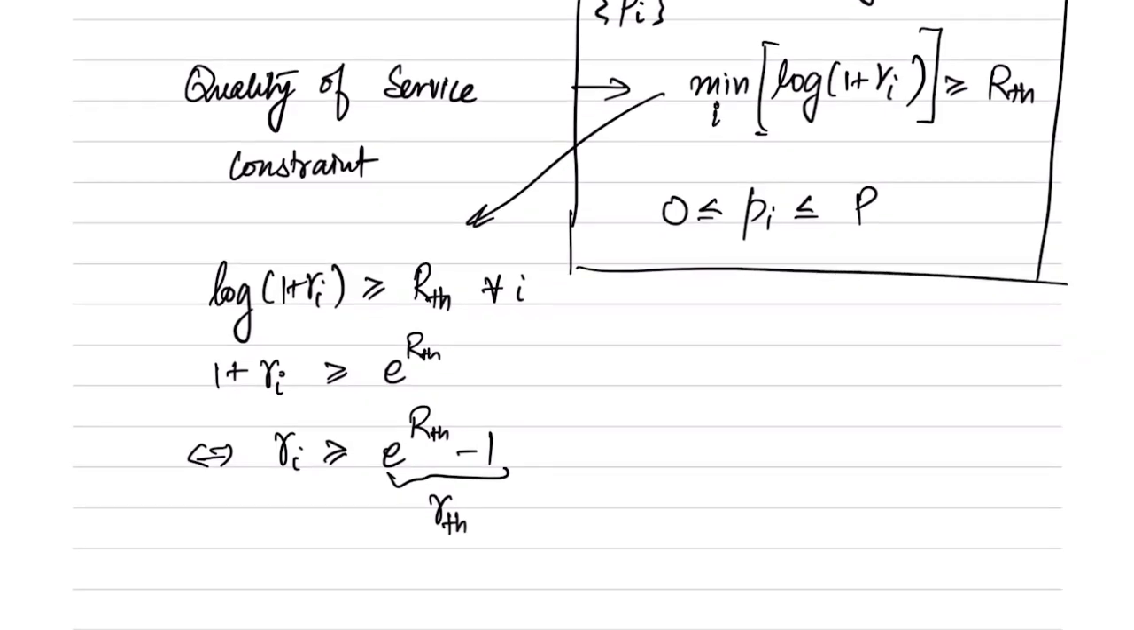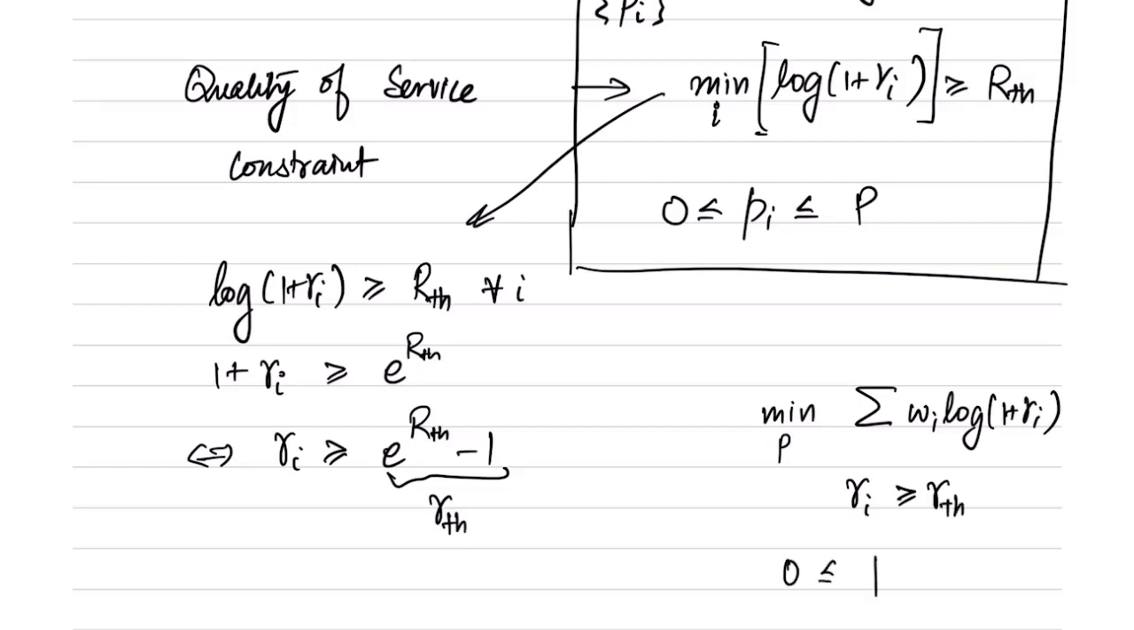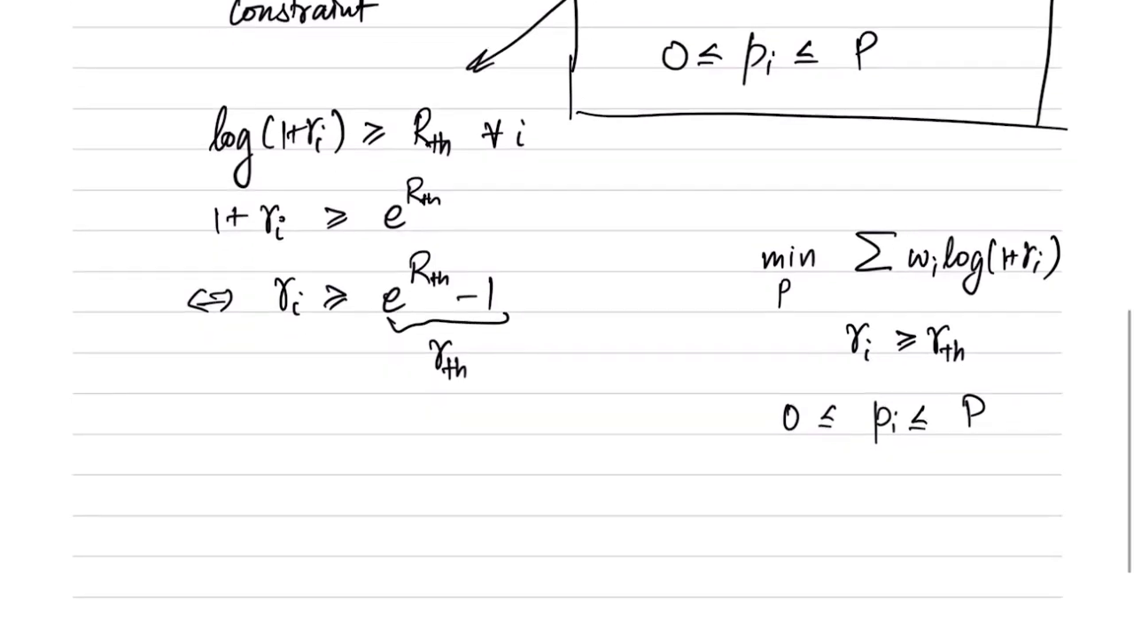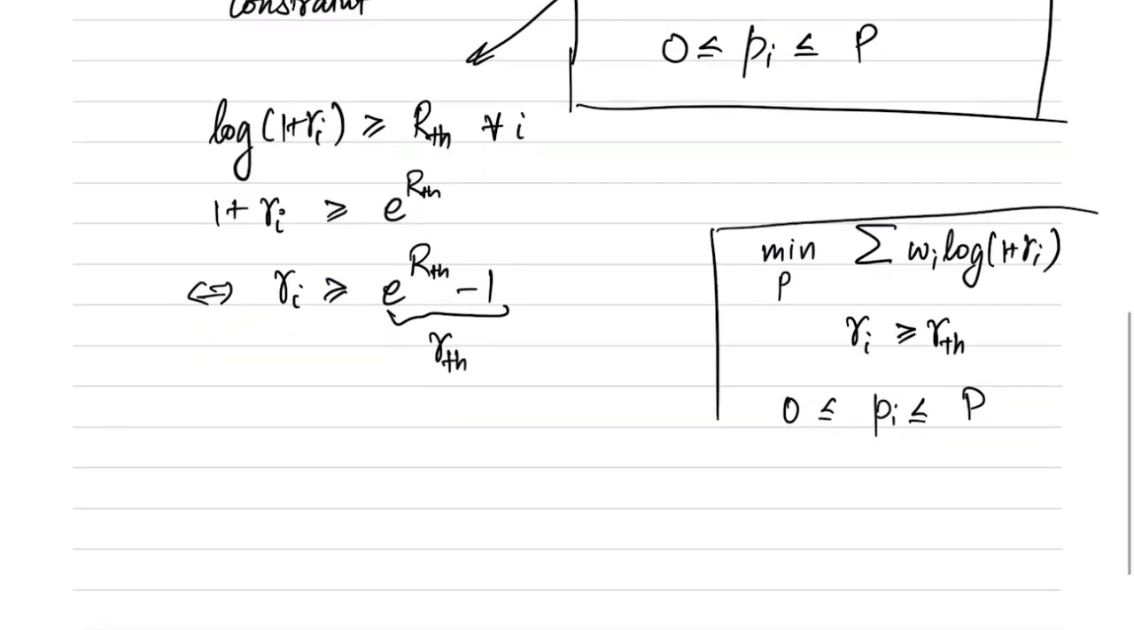So the problem can be written more simply as: optimize over P the summation of Wi log of 1 plus gamma i, subject to gamma i greater than or equal to gamma TH, and 0 less than or equal to Pi less than or equal to capital P. So we could ask ourselves whether this problem is convex or not. So is it a convex problem?